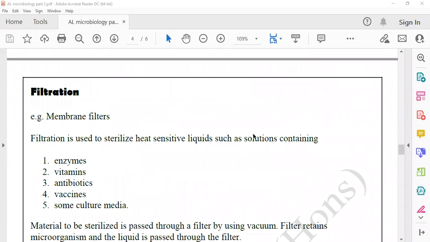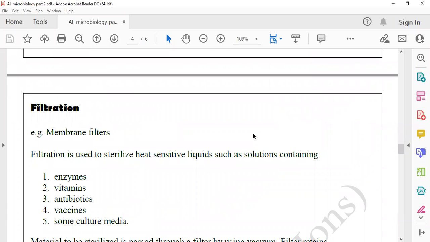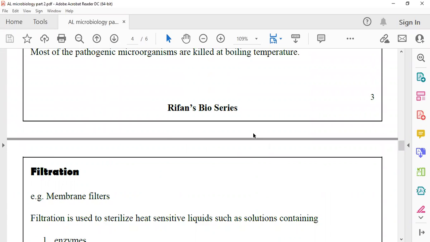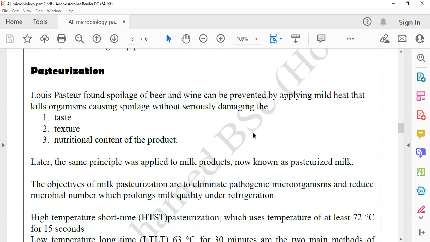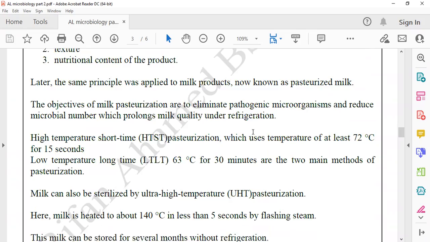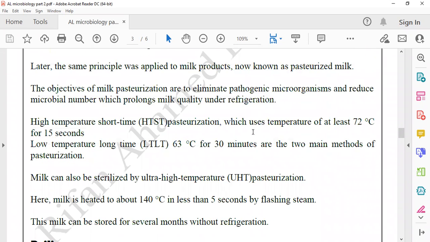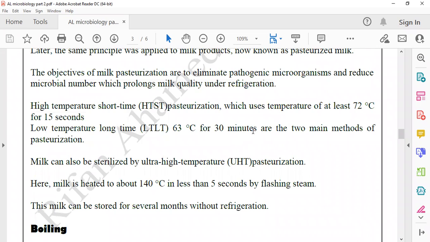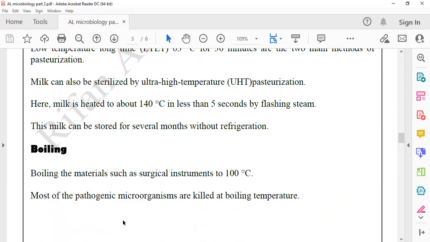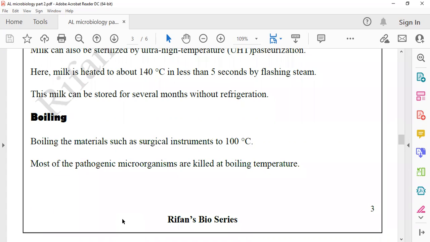In the microbiology lesson, we are speaking about the laboratory techniques. In the last class, up to pasteurization, I have completed it. Now, following pasteurization, we are coming to the next heading, that is boiling.